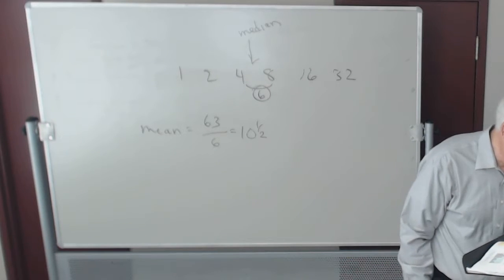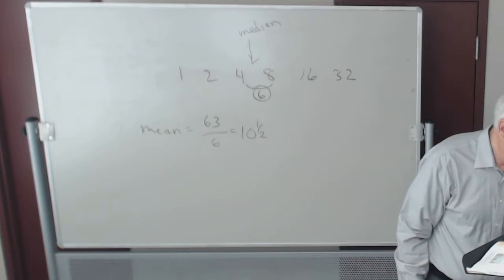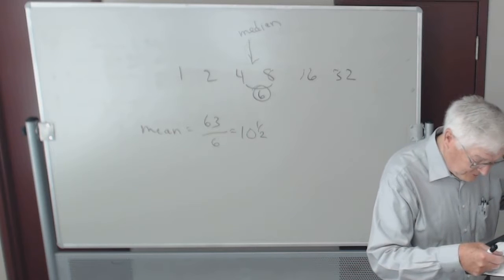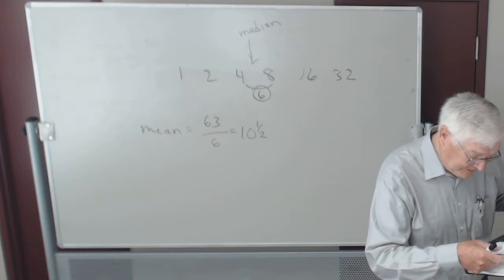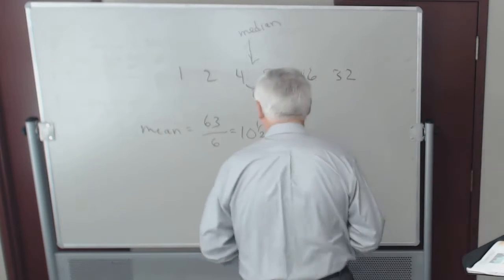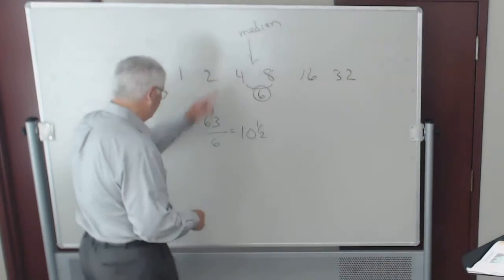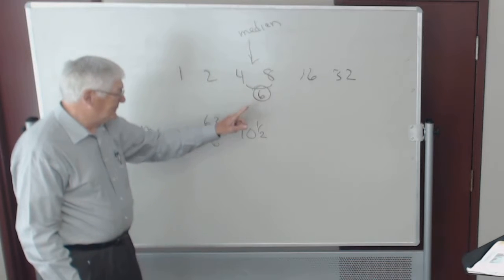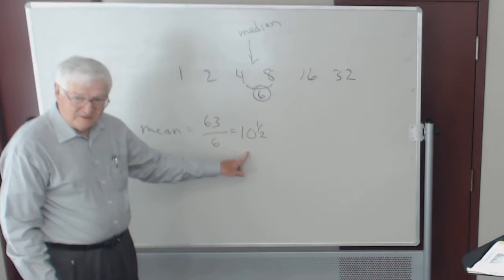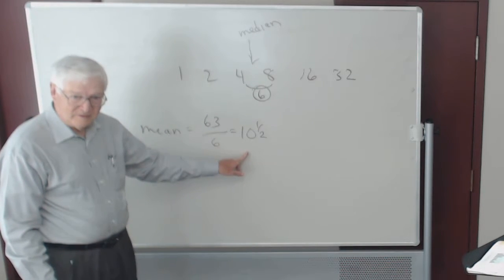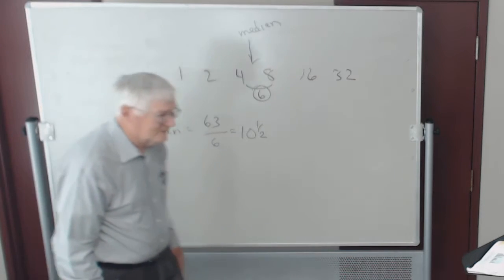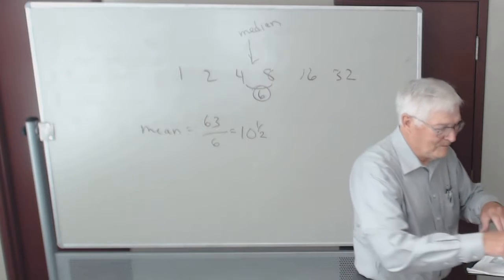Mm-hmm. Okay, number 4. Find the mean and the median. Oh, what did they ask for number 3? How does this compare to the mean? Well, how does the median compare to the mean? Well, the median is much lower than the mean, isn't it? So they just want you to make note of that.